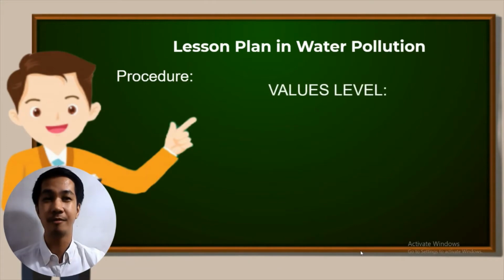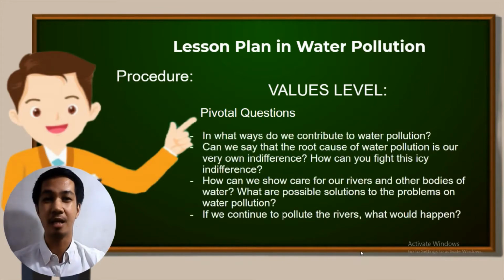And on the values level, we could also use several pivotal questions like, in what ways do we contribute to water pollution? Can we say that the root cause of water pollution is our very own indifference? And how can we fight this indifference? How can we show care for our rivers and other bodies of water? And what are the possible solutions to the problems on water pollution? If we continue to pollute the rivers, what would happen?